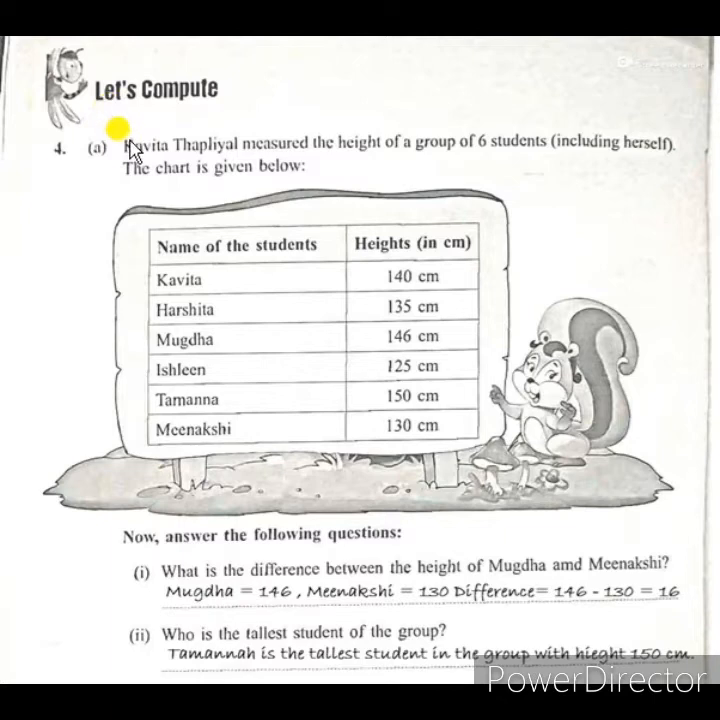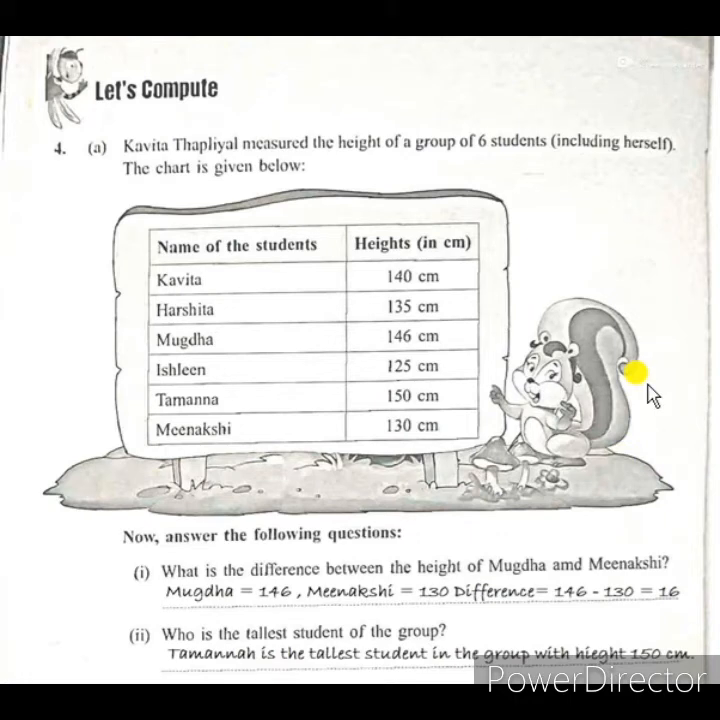First question is: Kavita measured the height of a group of 6 students, including herself. The chart is given below. She measured the heights and wrote them in a chart. Kavita's height is 140 centimeter, Harshita 135 centimeter, Mugdha 146 centimeter, Isleen 125 centimeter, Tamanna 150 centimeter, and Meenakshi 130 centimeter. These are the charts she made.